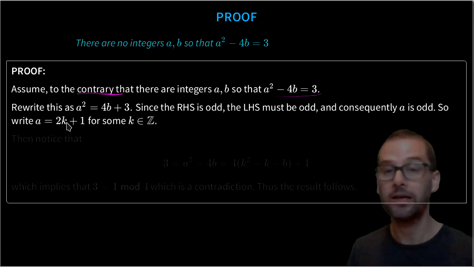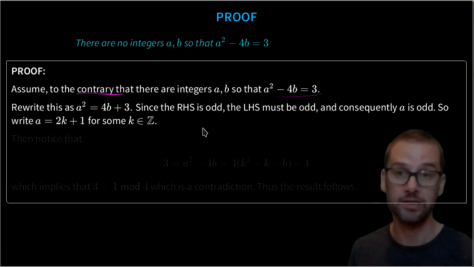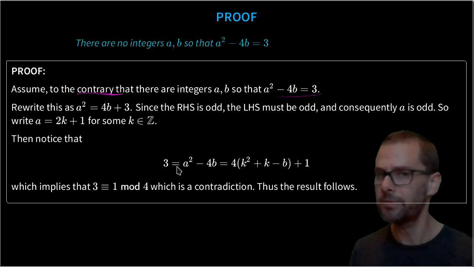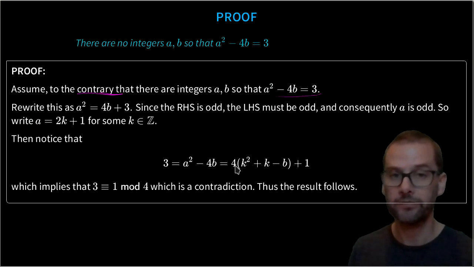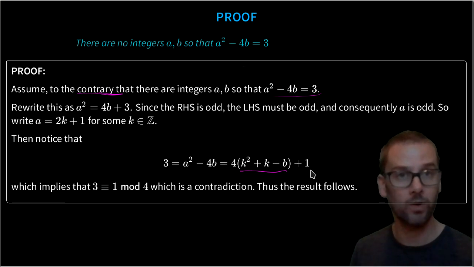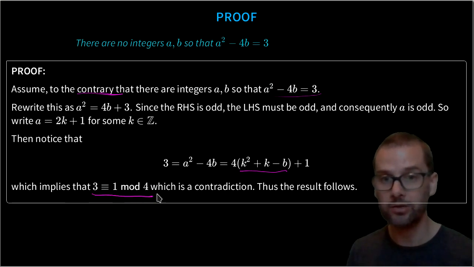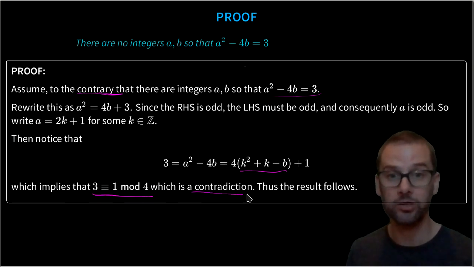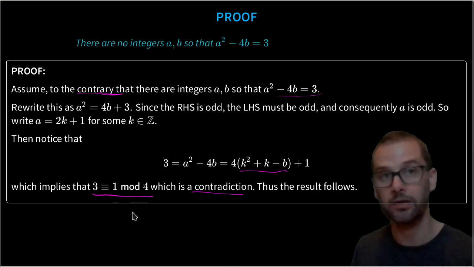Now, this means that a can be written as 2k plus 1 for some k in Z, and then we tell the reader, hey, this means that 3, which is a squared minus 4b, is 4 times something plus 1, which tells us that 3 is congruent to 1 mod 4, which is a contradiction. That can't happen. That's evidently false.